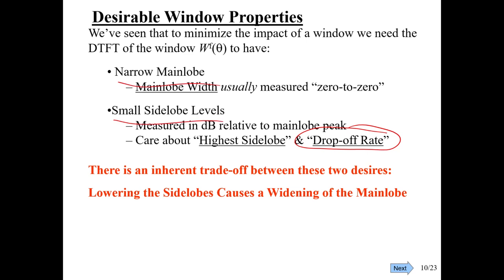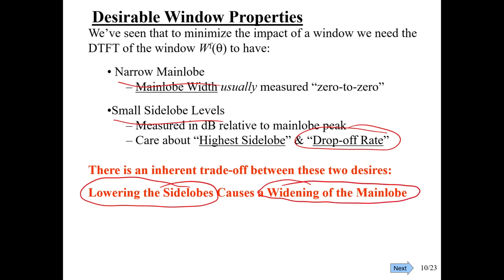That's almost always the case in the real world. If we try to lower the side lobe heights, we will necessarily widen the main lobe, and vice versa. If we try to narrow the main lobe, we will necessarily raise up the side lobes. This is all holding N fixed. This is by picking other shapes for the window. So let's take a look at this.